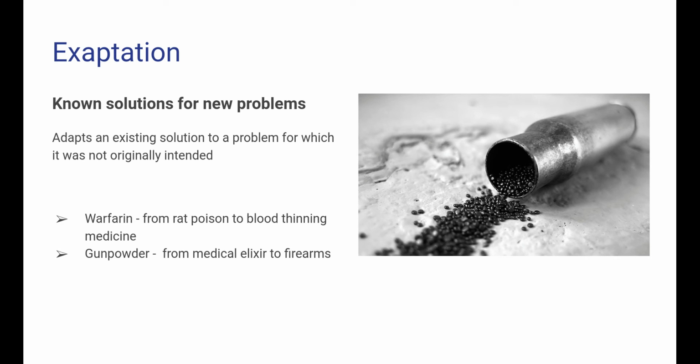Exaptations are about known solutions extended to new problems. An exaptation adapts an existing solution to a problem for which it wasn't originally intended. In other words, an existing artifact is repurposed or adapted to a new problem. For example, the chemical Warfarin was introduced as a rat poison, but later repurposed as a blood-thinning medicine. Gunpowder started out as a medical elixir in China. Centuries before, it was repurposed for powering fireworks and firearms. Exaptations do occur frequently in design science research.